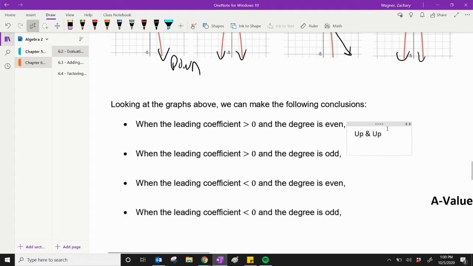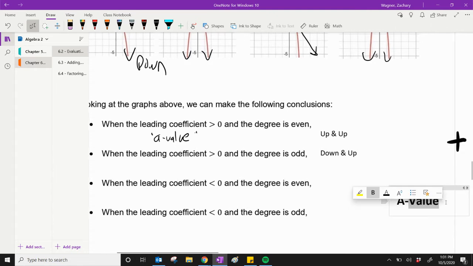However, when you have a positive a value, your leading coefficient, which is the same thing as our a value, is positive and the degree is odd, this is what you would call down and up. It's like a line or linear values.